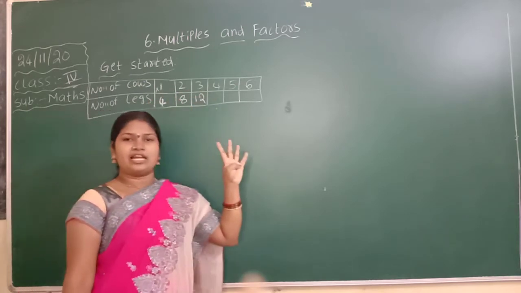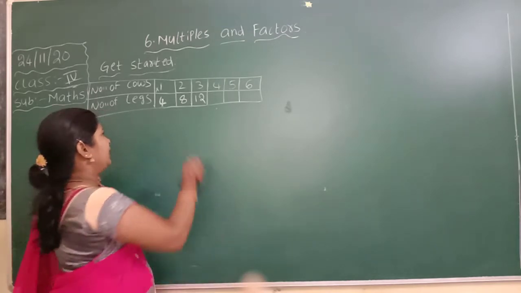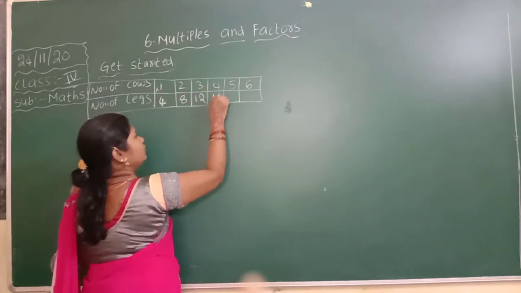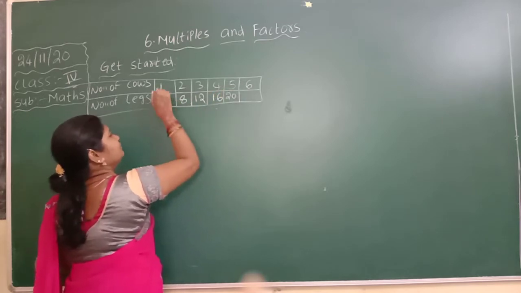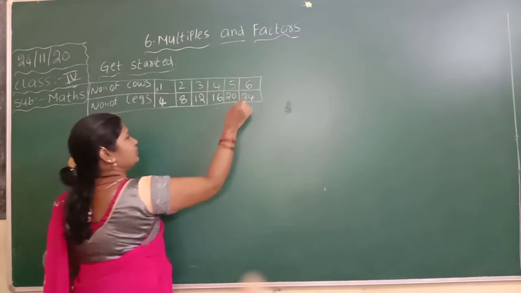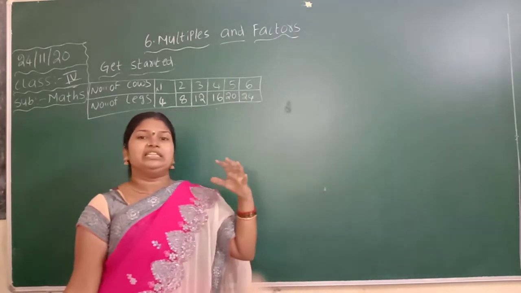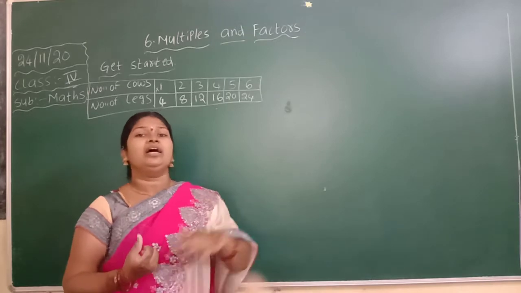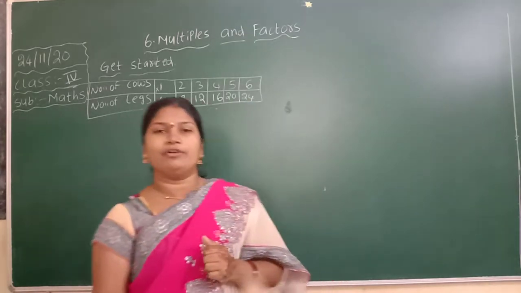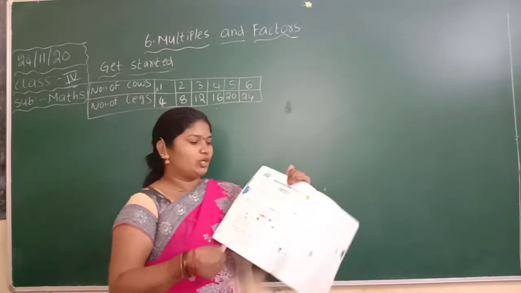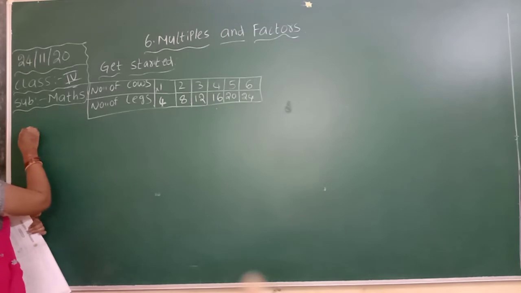If 4 cows are there, how many legs? Okay, 4 into 4. 4 4s are 16. 4 5s are 20. 4 6s are 24. If 6 cows are there in the dairy farm, the 6 cows have 24 legs. Okay, like this you have to finish the get started box. Then they have given multiples.